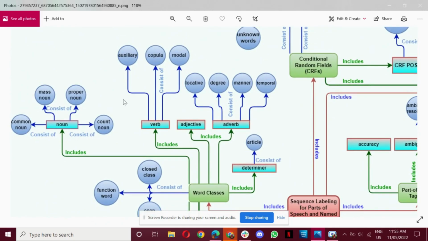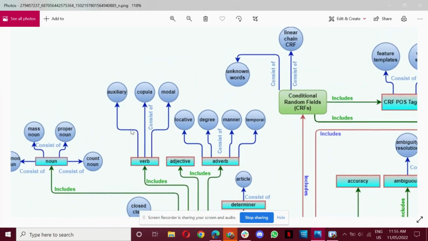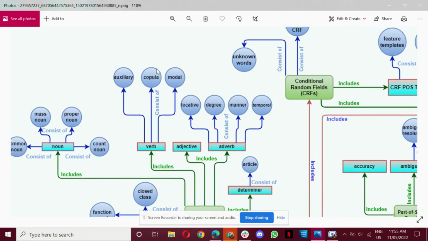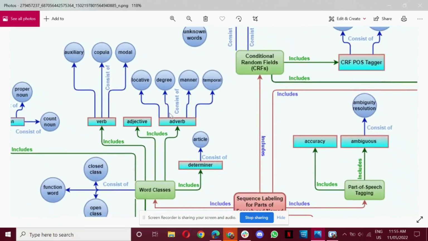Nouns are words that refer to person, places, or things. Common nouns are words used to name general items rather than specific ones. Common nouns are divided into mass noun and count noun. We also have proper noun. Now, about verbs, it refers to actions and process. We have auxiliary verbs. Auxiliary verbs include copula verbs and modal verbs. We have adjectives and adverbs.